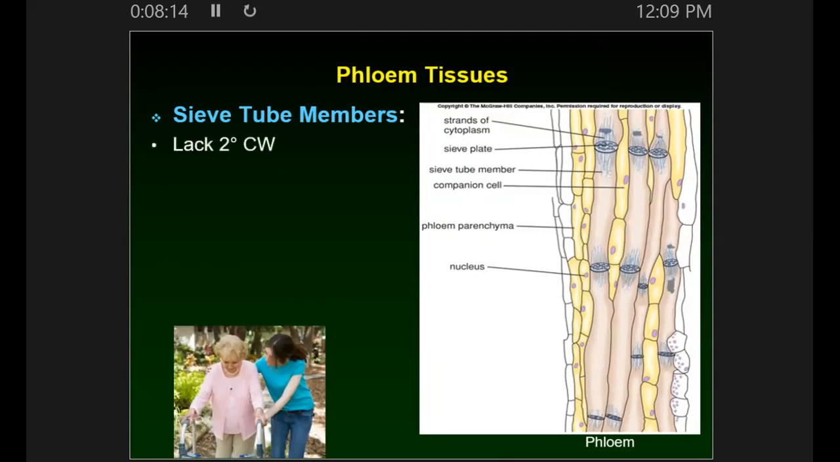They are actually living cells. They don't have a secondary cell wall. So when you look at them under the microscope, their cell wall looks much more delicate, much thinner compared to the cell. They're modified, like they don't have a nucleus, which is weird. I mean, you've been taught since intro biology that all cells have a nucleus. Well, here's an exception, right?